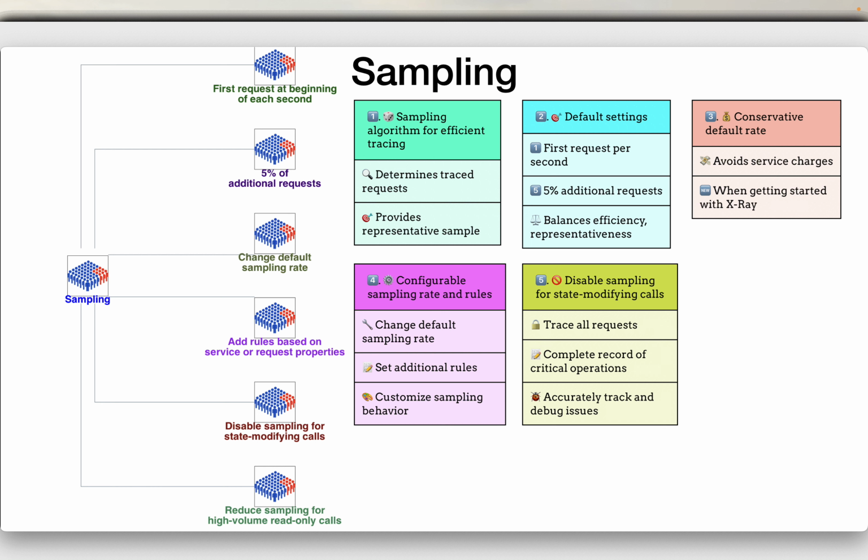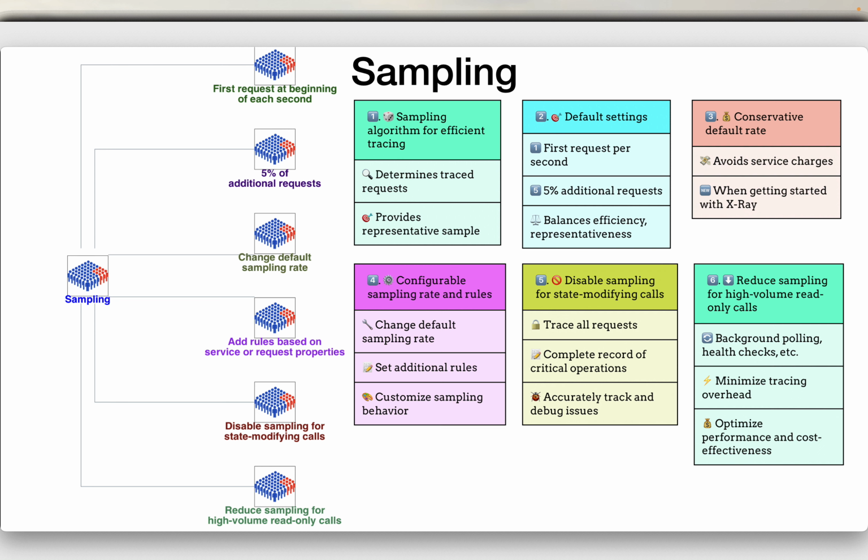In some cases, you might want to disable sampling entirely and trace all requests for calls that modify state or handle users or transactions. This ensures that you have a complete record of critical operations and can accurately track and debug any issues related to state changes. For high volume read-only calls such as background polling, health checks, or connection maintenance, you can reduce the sampling rate to minimize the overhead of tracing these frequent but less critical operations. This helps optimize the performance and cost effectiveness of your tracing setup.